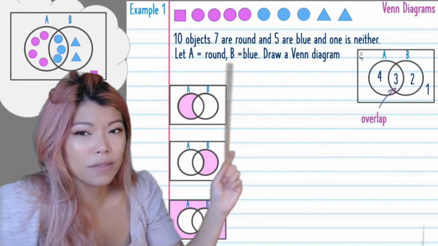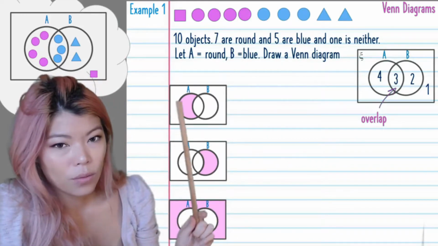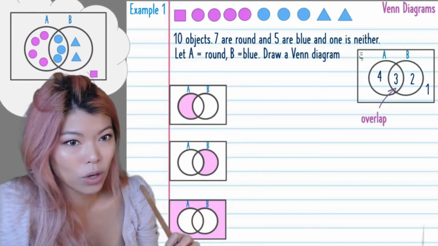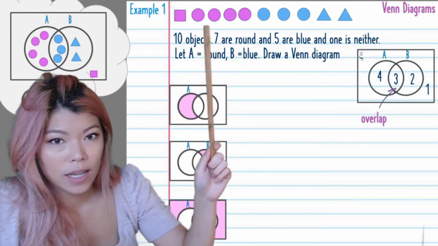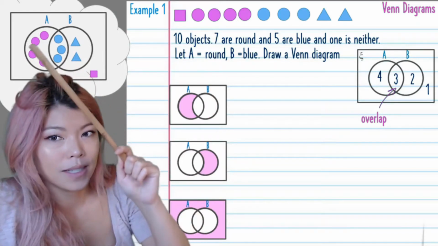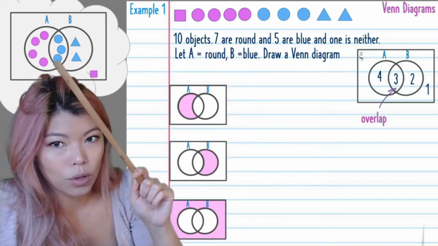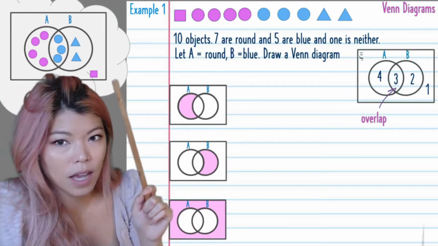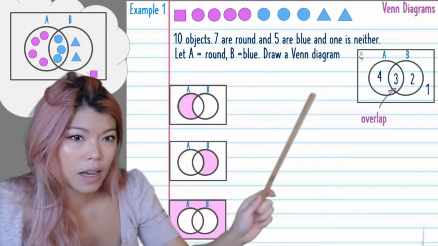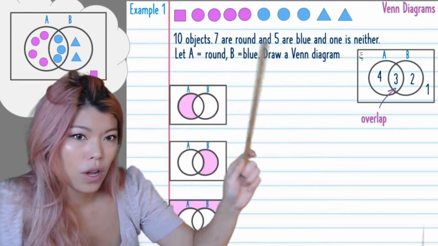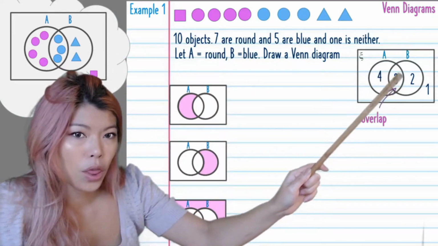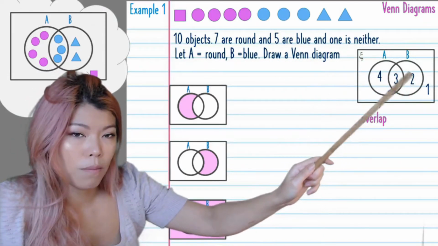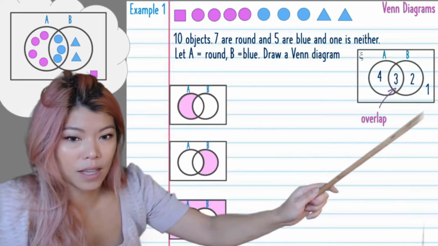So this is a very, very easy example so that we can label and talk about these using the correct words, and then we'll go on to a much more challenging example. When we say round, we're putting the round objects in A, and when we say blue, we're putting the blue objects in B, and whatever doesn't fit, we're leaving in that empty space outside. So we can see that there are 4 on the left side of A, there's 3 in the intersection that are round and blue, and then we have 2 that are blue that are not round, and 1 on the outside.